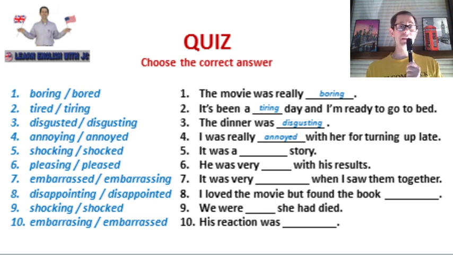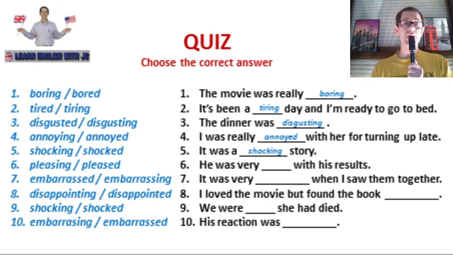Okay. Number 6. See, it is very easy. Number 5. It was a story. Are you talking about your feelings? No, because the subject is story. Because the subject is story, it is -ing. It was a very shocking story, or a shocking story. Very or without very, it was a shocking story. The subject is story. You are not talking about your feelings or the feelings of somebody else.